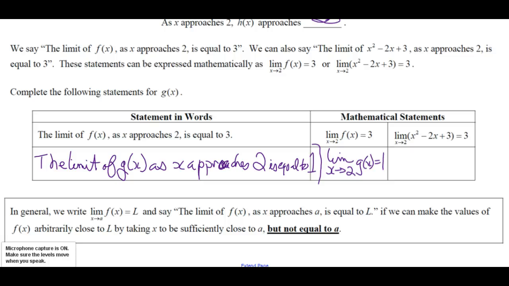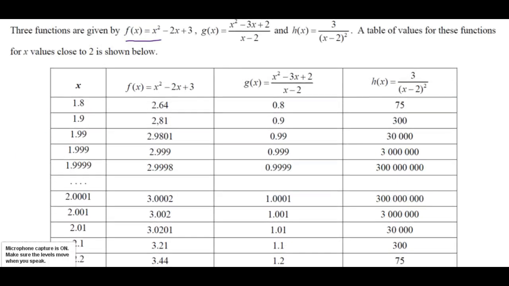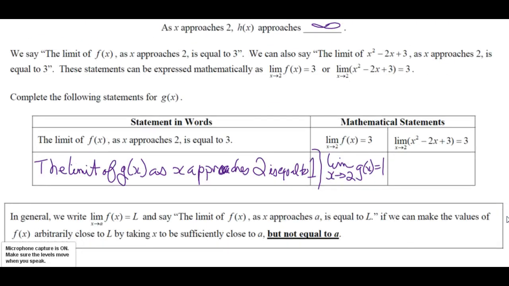Or we can state it, instead of g of x, using what g of x actually is, which is x squared minus 3x plus 2 over x minus 2. So the limit as x approaches 2 of x squared minus 3x plus 2 over x minus 2 is equal to 1.